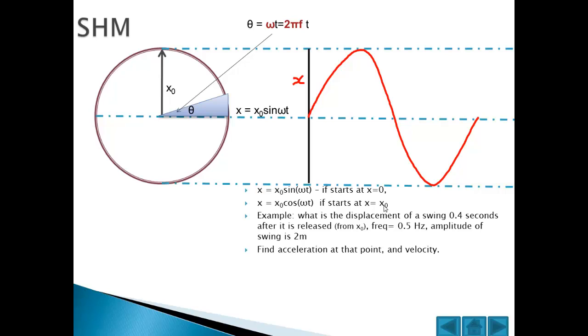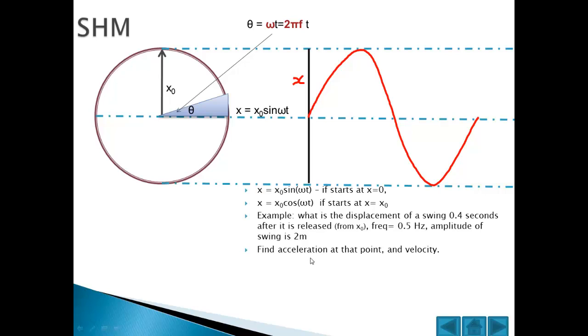For example, what is the displacement of a swing 0.4 seconds after it was released from x0, in other words, from the maximum? The frequency is 0.5, the amplitude is 2 meters. Find the acceleration at that point and the velocity. So to find the displacement, which equation are we going to use? The swing is released from its maximum position, so in other words, we use this equation to find the displacement. What is x0? This is the amplitude, which is known as 2. Cosine omega t. What is omega? Well, we know the frequency, so we can find out 2 pi f. And we know time is 0.4 seconds. So then you can find it just by applying that.